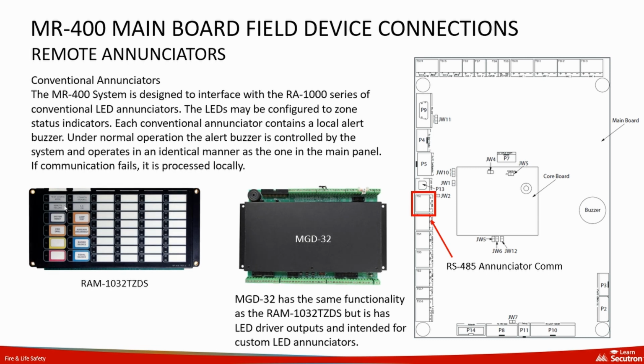This slide provides information on the integration of conventional LED annunciators with the MR-400 fire alarm control panel, specifically the RAM1032TZD-S and MGD32. These annunciators feature configurable LEDs for zone status indication and contain a local alert buzzer. The MGD32 is noted for its LED driver outputs, which cater to custom LED annunciator setups. It provides the same functionality as the RAM1032, but has input and output terminals for custom connections.